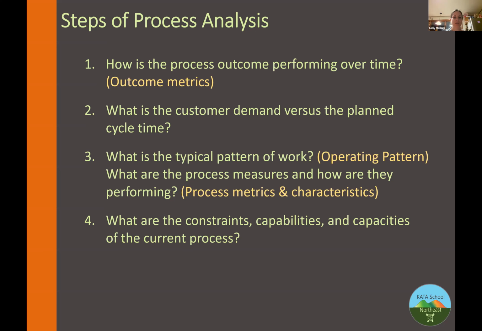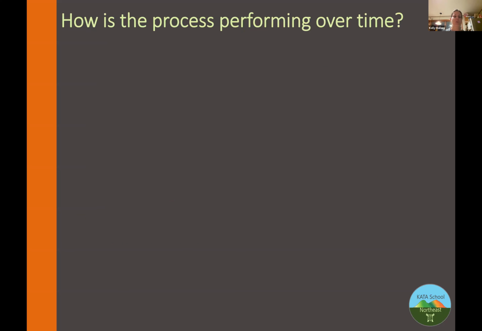The fourth question is, what are the constraints, capabilities, and capacities of the current process? And the last question is, how many people are necessary for the process to run? So we're going to do a quick overview of each of these steps and give a little context of how you might do them. So question 1 is, how is the process performing over time?